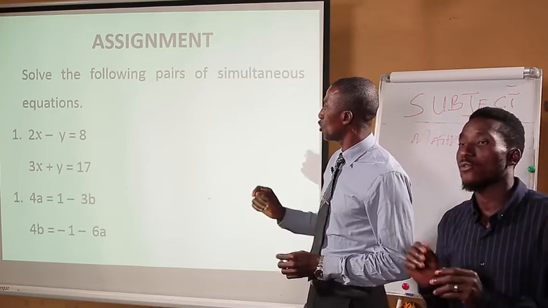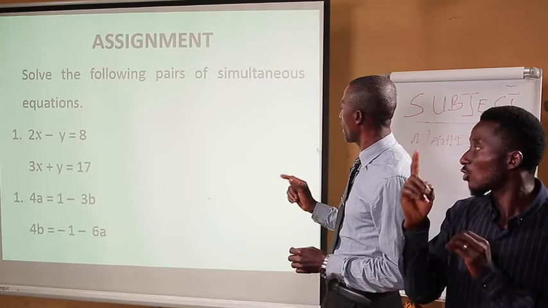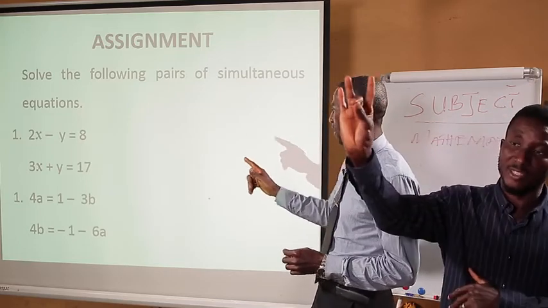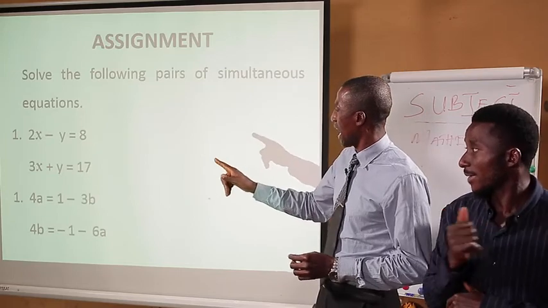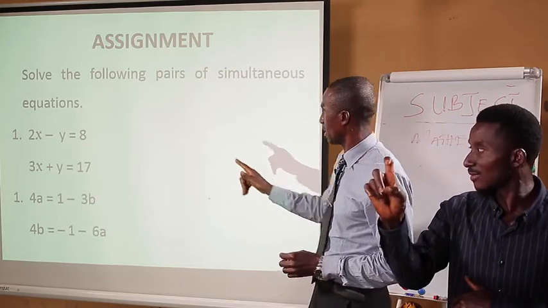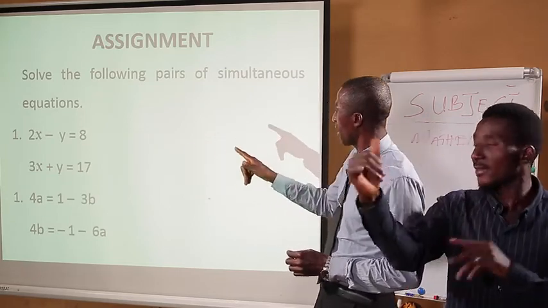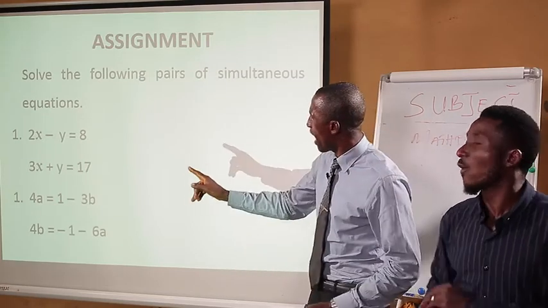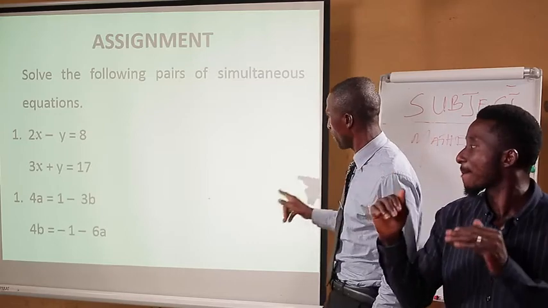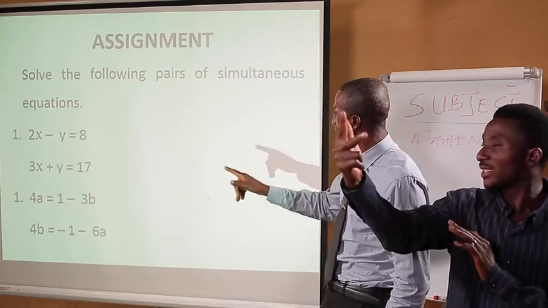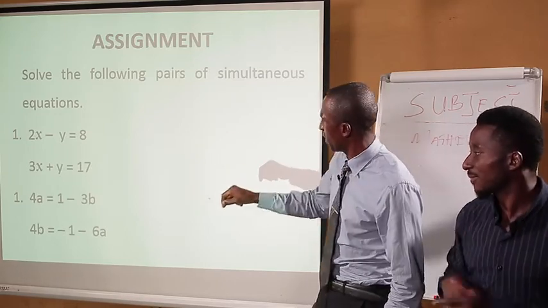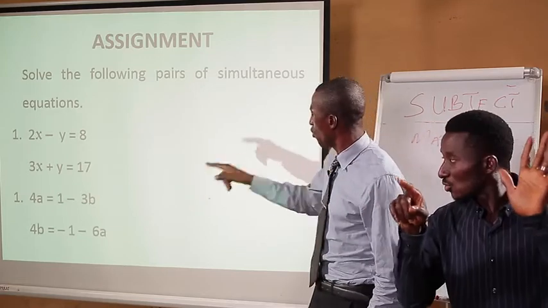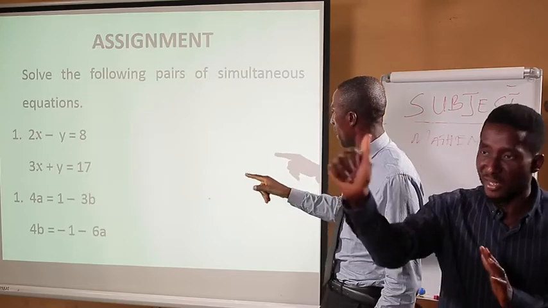Number 1, 2x minus y equals 8, and 3x plus y equals 17. Number 2, 4a equals 1 minus 3b, and 4b equals minus 1 minus 6a.